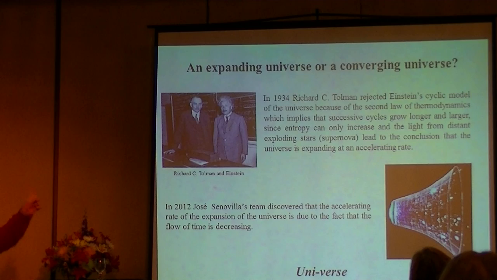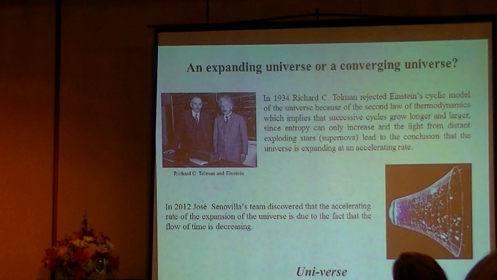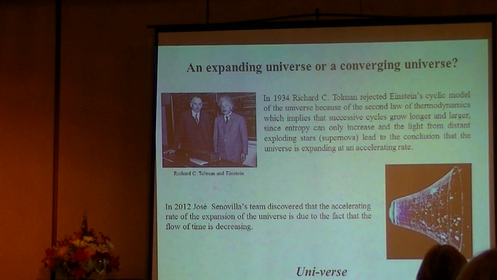This model was rejected in 1934 by Richard Tolman because he said, well, entropy is a universal law. If the universe contracts, entropy continues to increase, and so it cannot work. So the new point included in this theory is that when we have a converging system, entropy decreases. And this was not considered in the 1930s. So the cyclic model of cosmology was rejected.